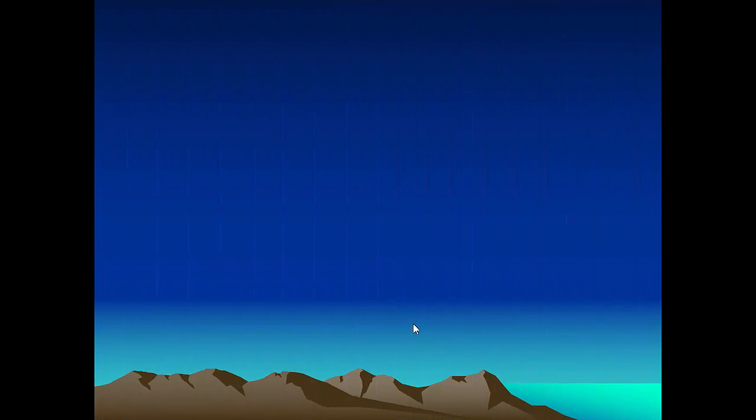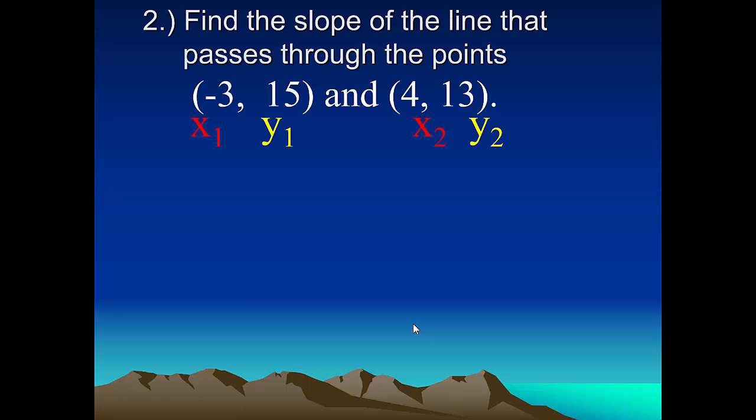Now let's try another example. It says find the slope of the line that passes through the points (-3, 15) and (4, 13). I've already set up where our x's and y's are signified here or labeled.